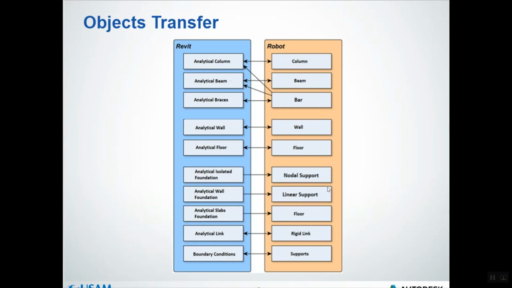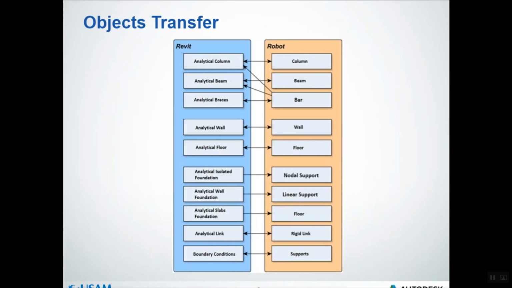How will the objects get transferred from Revit to Robot? Like I said, the analytical properties will be transferred. An analytical column will be transferred as a column in Robot, and an analytical beam will be transferred as a beam. These are all the simple things that you want to keep in mind: only the analytical properties from Revit are going to be transferred to Robot. Otherwise, if the element doesn't contain any analytical properties, it will not transfer to Robot.